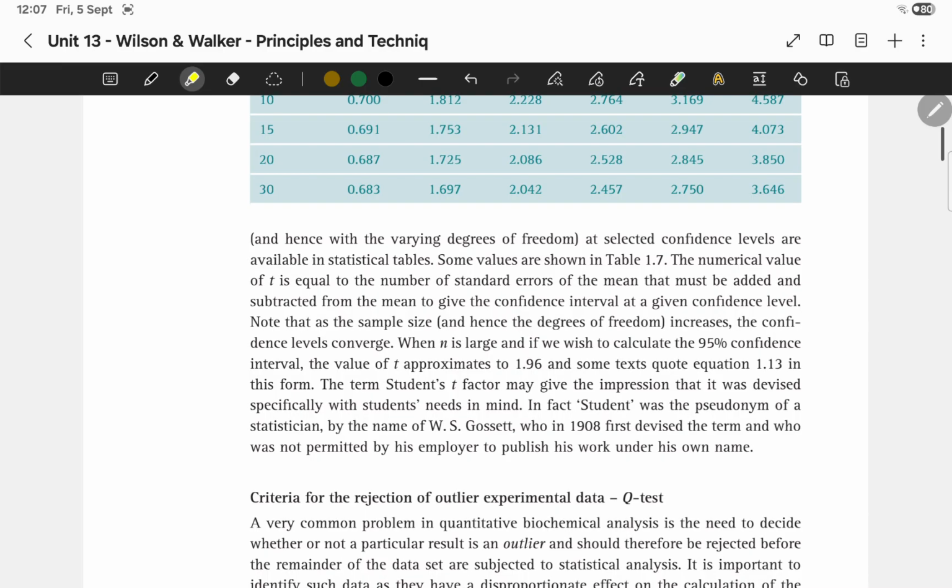The numerical value of t is equal to the number of standard errors of the mean that must be added to and subtracted from the mean to give the confidence interval of the given confidence level. Note that as sample size, and hence the degrees of freedom, increases, the t values converge. When n is large and we wish to calculate a 95% confidence interval, the value of t approximates 1.96.